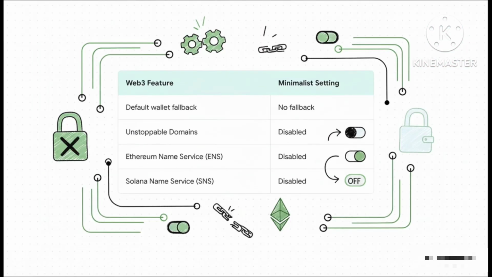All right, next up is the Web3 section. Look, if you're not into the whole crypto thing, you can safely turn all of this off. Just set the wallet fallbacks to no fallback and disable all those different name services. It's one of those set it and forget it things that just ensures none of that stuff gets in your way.